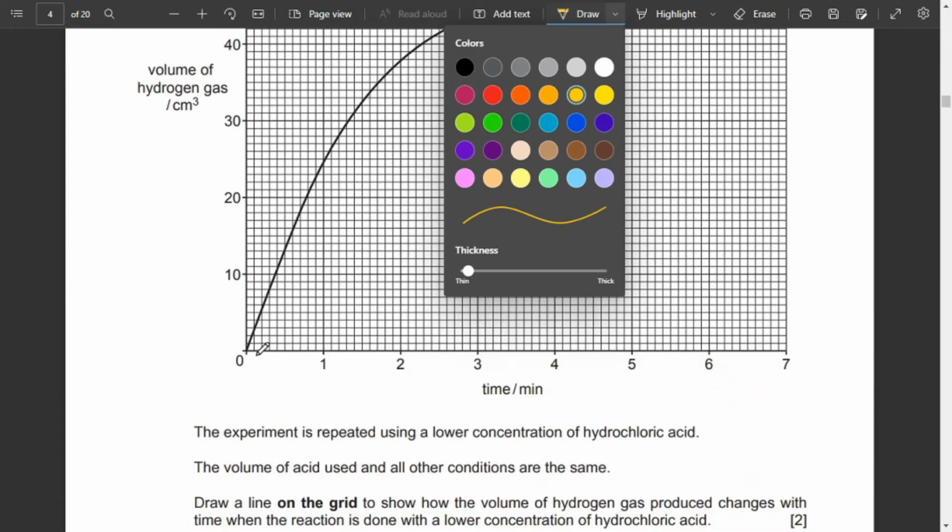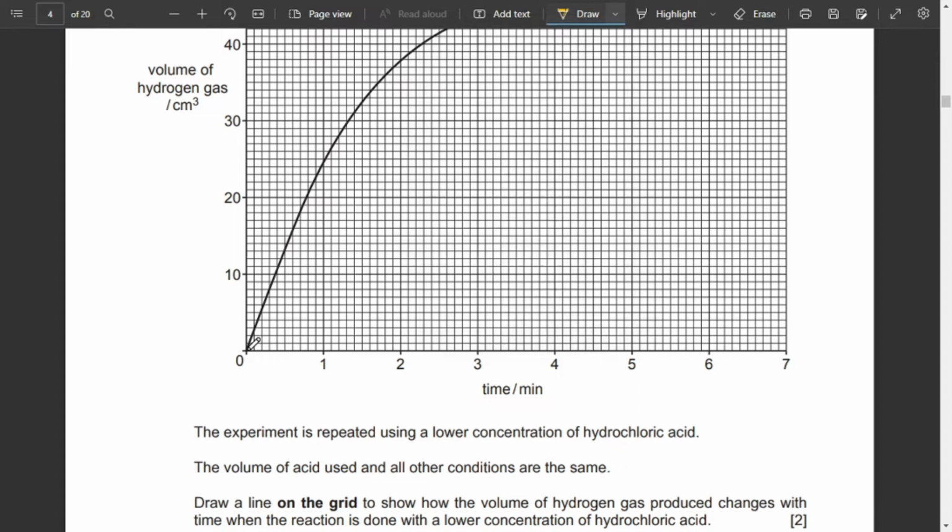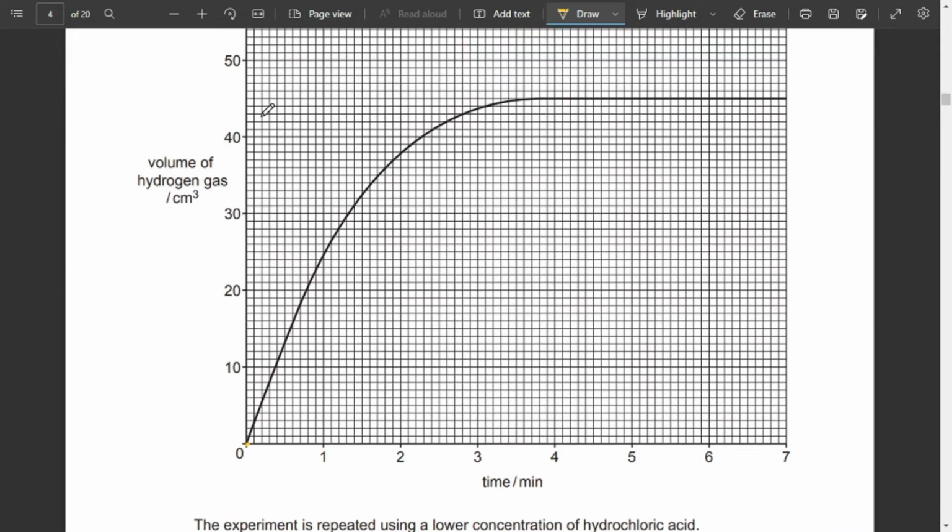We need to make sure that first of all, hydrogen gas will always be produced from zero. That means at first there is no gas produced unless the reaction starts. So at 0 minutes, no reaction is done. The graph will start from here, and then it will be somewhat lesser than 45 centimeter cube because the concentration is decreased. That means lesser hydrogen will be formed. So you can put it anywhere below 40, for example. Because we do not have the exact concentration, we cannot tell the exact value of hydrogen gas, so it will just be an approximate graph.